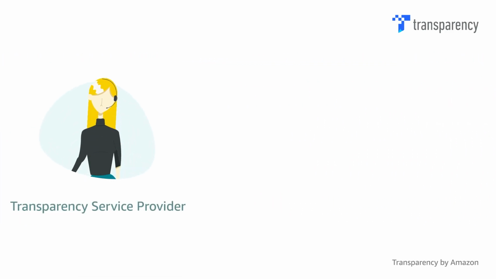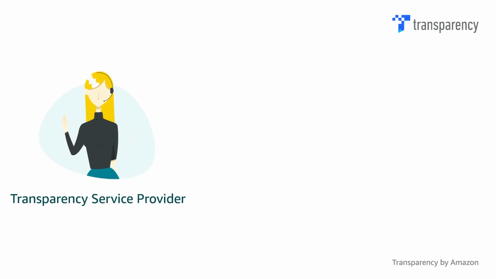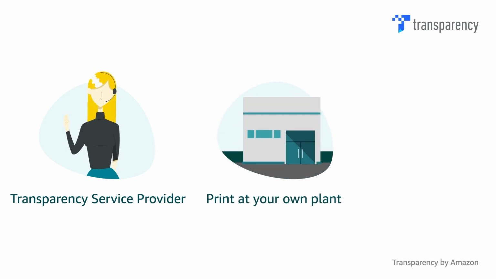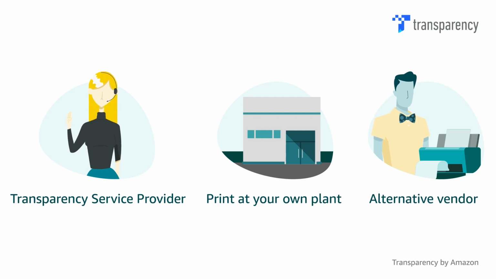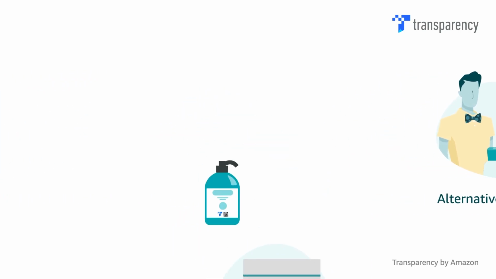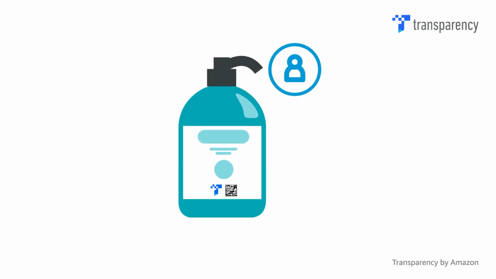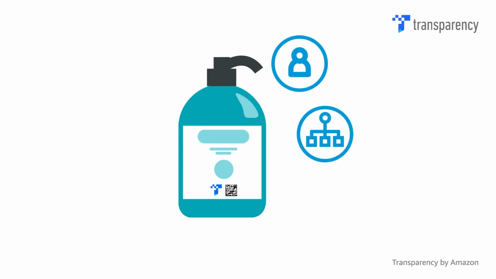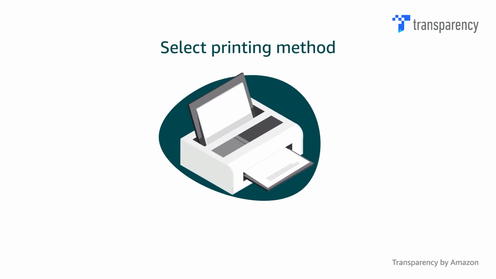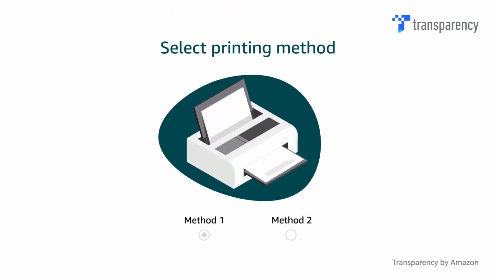For either method, you may work with one of our transparency service providers, print in-house at your own plant or location, or have an alternative vendor print the codes. Design in enables an integrated consumer experience, simplifies operational workflow, and reduces error. To learn more about printing your transparency codes, please refer to the Printing Transparency Codes video.